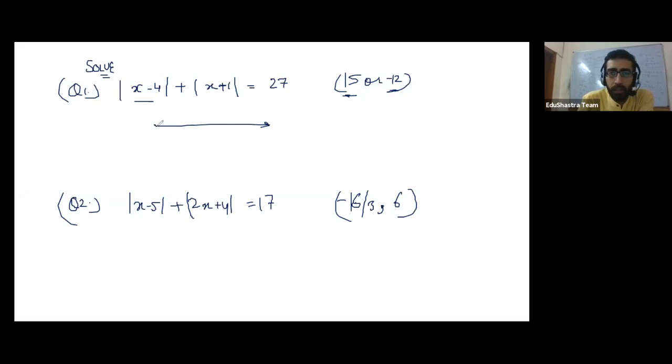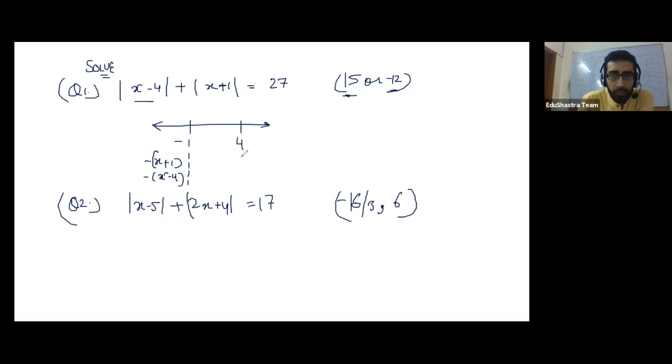Yeah, here in question 1, when x is less than minus 1, both are negative. So you will use mod of x plus 1 as minus of x plus 1, and mod of x minus 4 as minus of x minus 4.